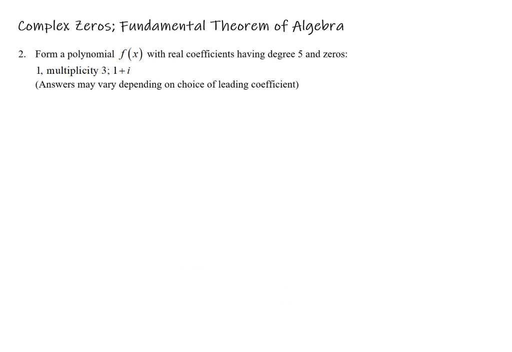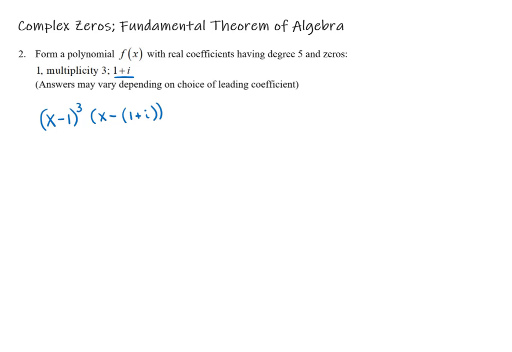For question number 2, we're asked to form a polynomial with real coefficients having degree 5. And it gives us some of the zeros, and we have to come up with the other zeros. So it says we have a zero, which is 1, multiplicity 3. So that actually means we have the zero 3 times. So we have x minus 1 to the 3rd power. And then we have the complex zero. So that's going to be x minus 1 plus i.